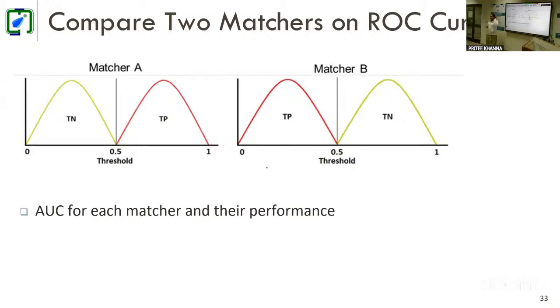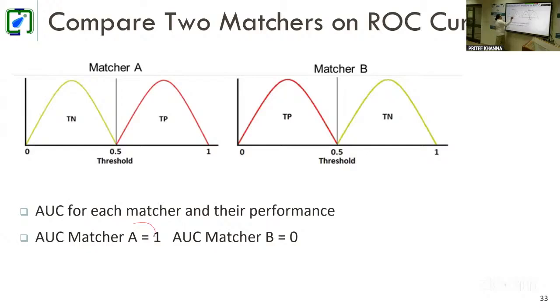Remember how the probability scores were there? First your non-match and then your match. And this is a completely flipped situation. Your match scores are small. Non-match, okay. So here you can see that the AUC, area under the curve, for matcher A is 1.